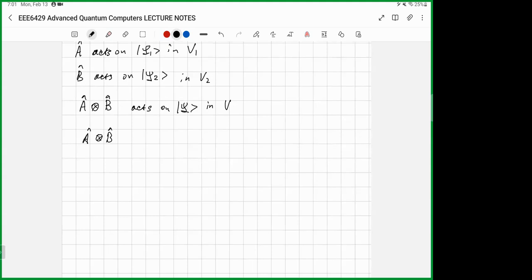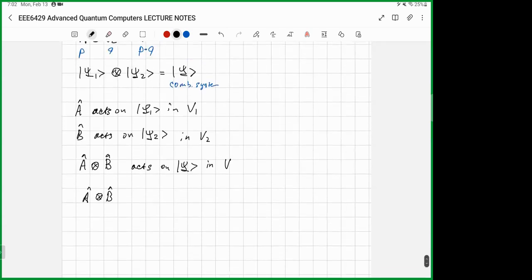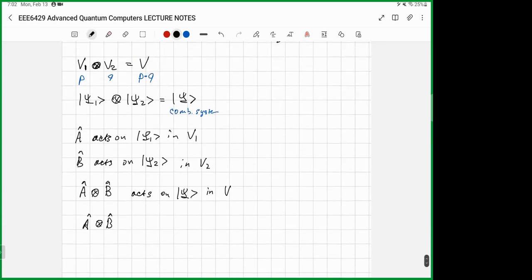For example, for this operator, if it acts on the... by the way, there is another method to write this tensor product of two vectors. Here we wrote that this tensor product is equal to, like, I write it like this: psi vector 1 tensor product psi vector 2.